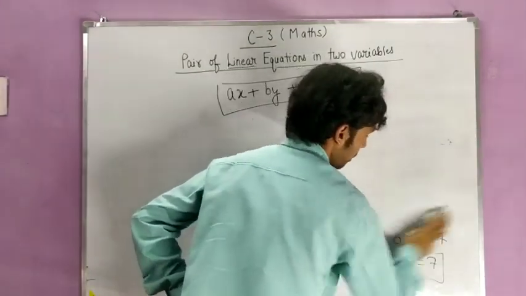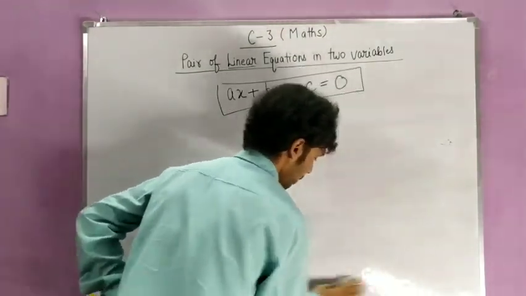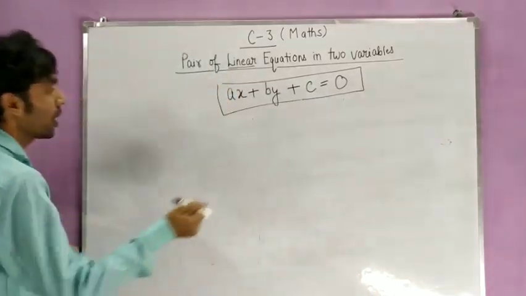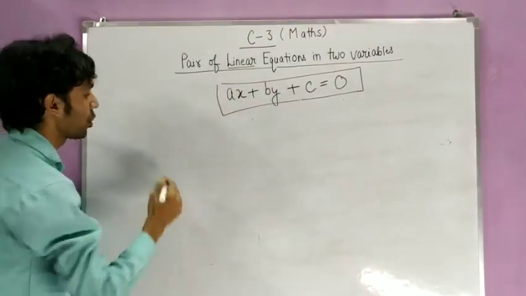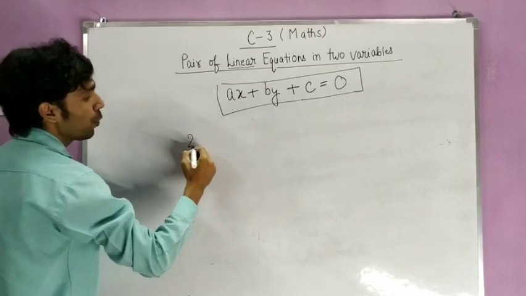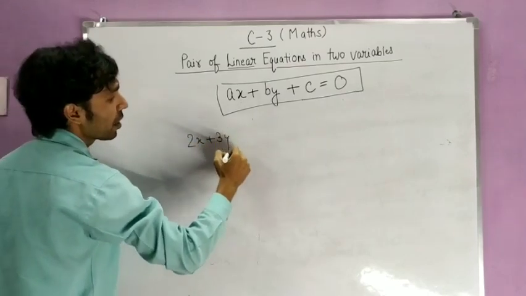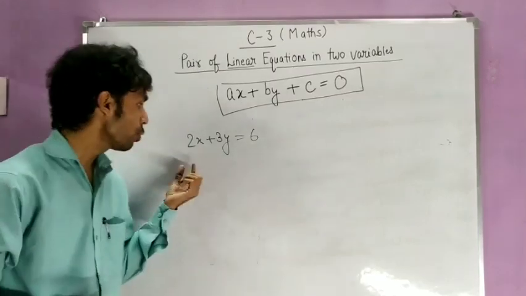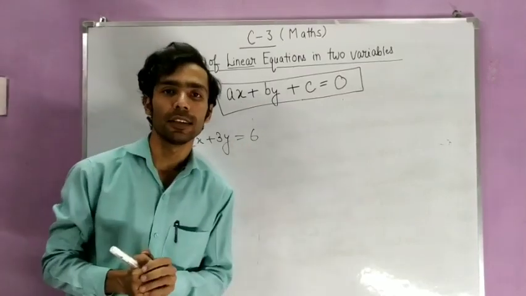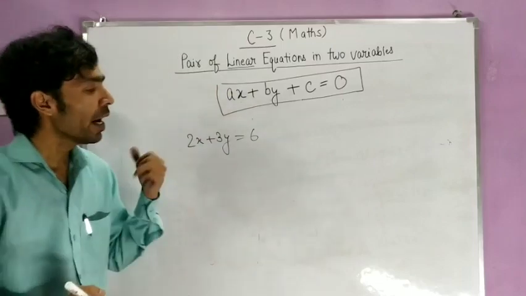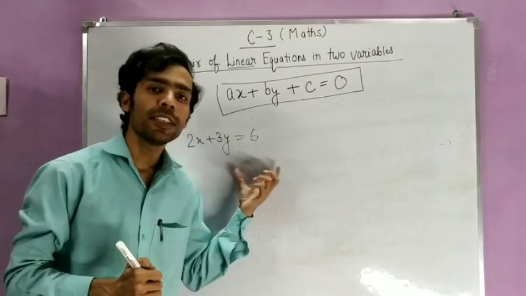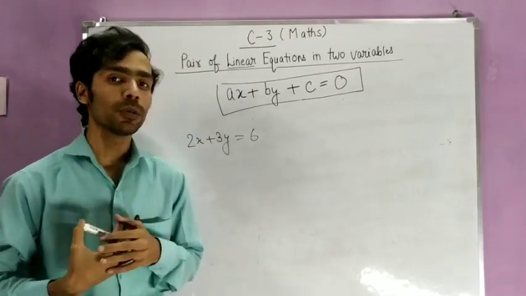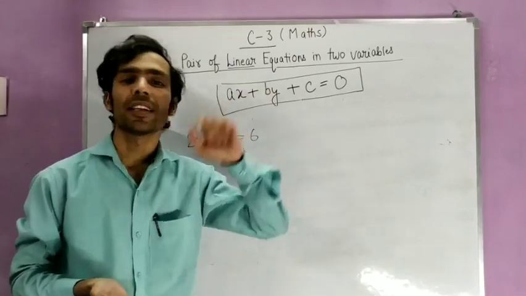Suppose, student, I have written an equation. Okay, I have written an equation like 2x plus 3y equal to 6. Only one equation I have written, that is 2x plus 3y equal to 6. Okay, so whenever you have to make the graph of this equation, what will you do? Two methods are there.